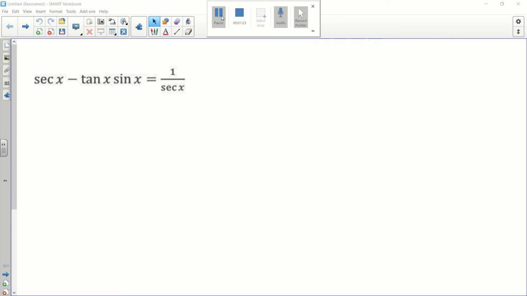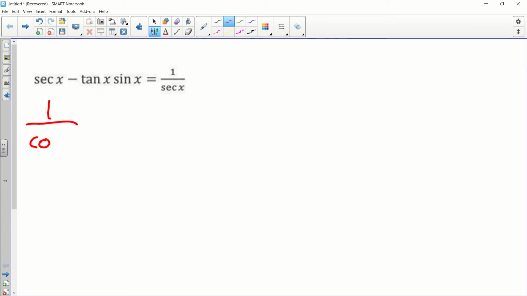So I have the secant of x minus the tangent of x times the sine of x equals 1 over the secant of x. So for this one, I'm going to convert everything into terms of sine and cosine. So secant is equivalent to 1 over the cosine. Tangent is sine over cosine. And I'm just going to leave sine by itself.